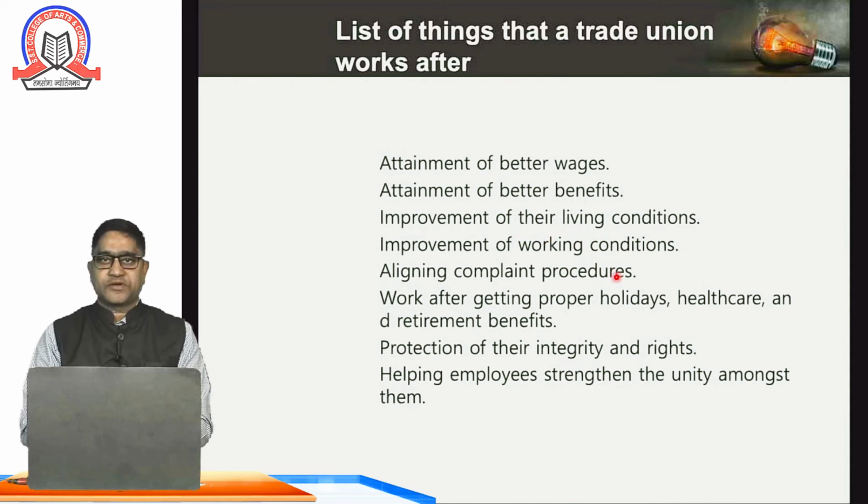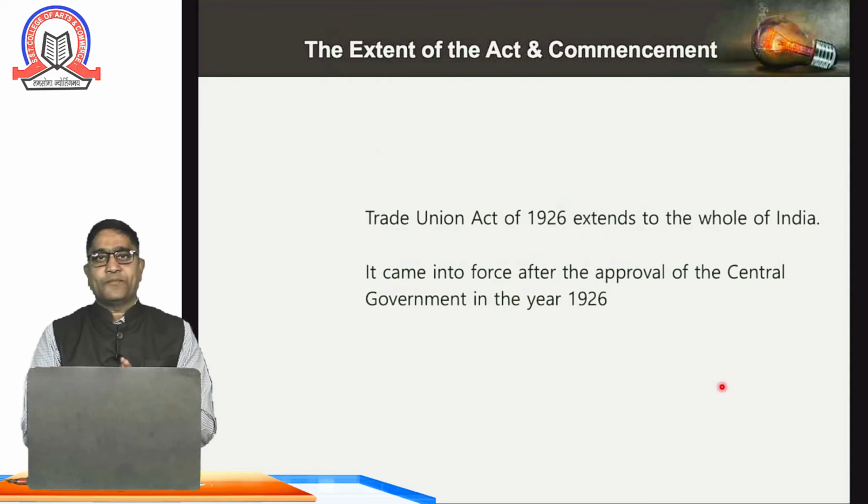There should not be discrimination between the workers. They should be provided with the bonus, the salary, or the overtime wages. Aligning the complaint procedure is the role of the union. Whenever a complaint comes to the union, it should be satisfactorily resolved. Ensuring proper holidays, healthcare and retirement benefits is also the union's role. Proper protection of the integrity and the rights of the employees should be one of the roles of the trade union. Helping employees centre their unity amongst themselves, so there should be a bond between the employees.